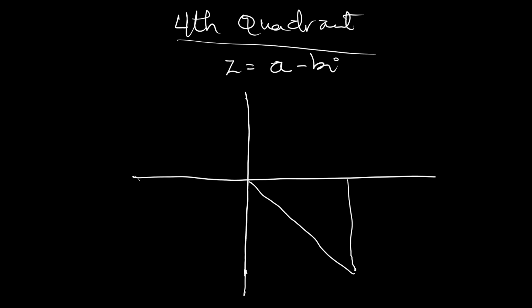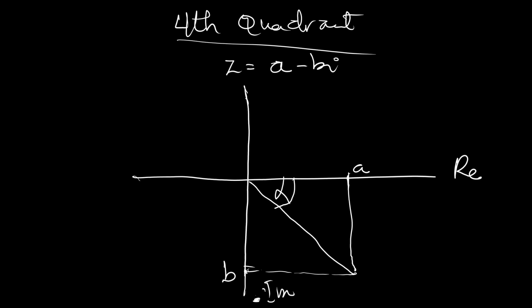This is the fourth quadrant. Here is alpha. Here is the positive real axis, and here is the negative imaginary axis. Here is going to be our b, and here is going to be our a, right? Okay.